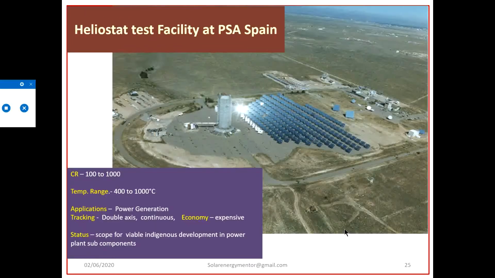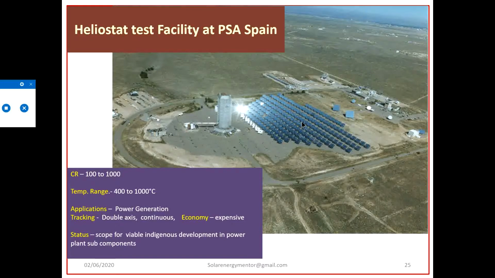We can have an idea of this type. So you can have, this is an aerial view of a test platform in Spain, which is a heliostat test facility. So you can see here are the mirrors, and here there is a tower which receives the solar radiation.